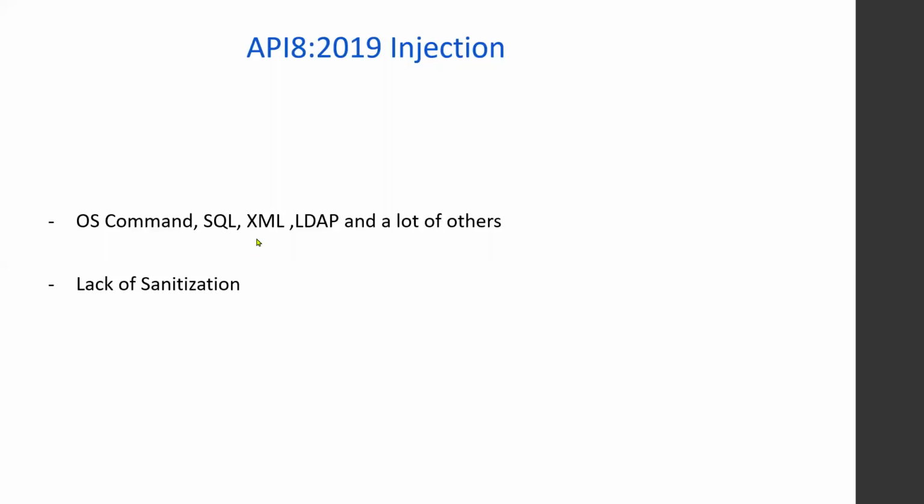SQL injection used to be very common in APIs, but I don't think so they are now. But again, there are a lot of other injections. Server-side template injection is something new that is there. Can be in APIs, I think.